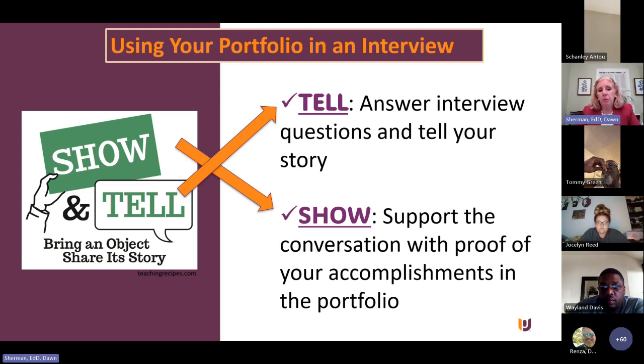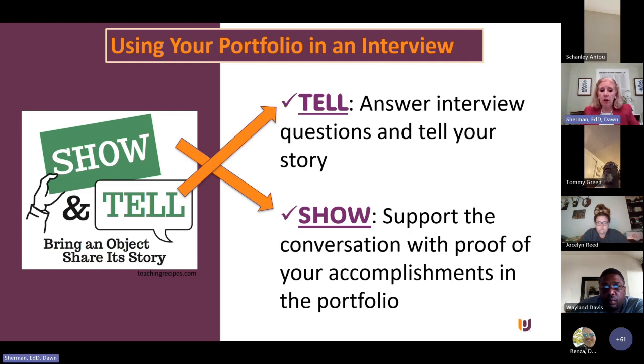It flips a little bit with a portfolio. With a portfolio, you're going to tell, which means if you're in an interview, you're going to answer the question fully, and then you're going to be able to show what you've brought with you. What are those skills that you can demonstrate, and show the articles that you have done? So you're flipping it a little bit. Instead of show and tell, we're going to tell and then we're going to show.